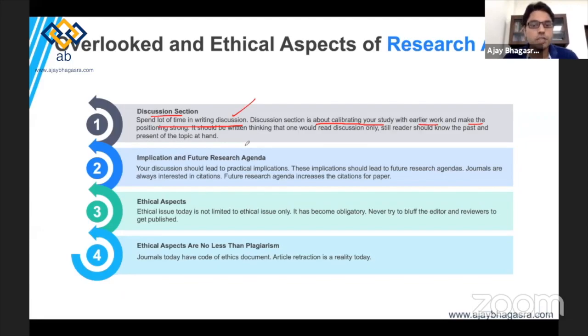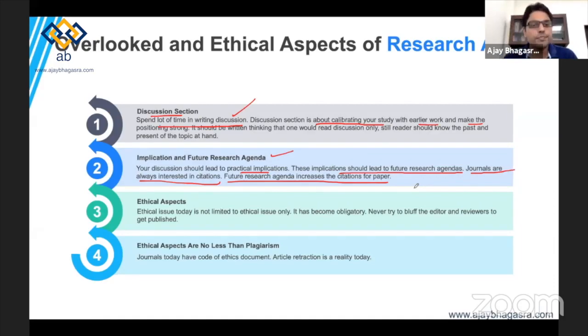Right? The second point is implications and future research agenda. Your discussion should lead to practical implications. These implications should lead to future research agendas. Important point, journals are always interested in citations because it increases the impact factor. A future research agenda increases the citations of the paper. Many of us, you would be reading the papers, you would find that when you are writing about the gap, you would say that so-and-so author has said that this should be worked on. You have cited them. And why did you cite them? Because this is what they have suggested the further researchers to do. So having a future research agenda section in your paper increases the chances of citations of that journal, which is a very important thing for them. Right? So you should actually be getting a hold of that.